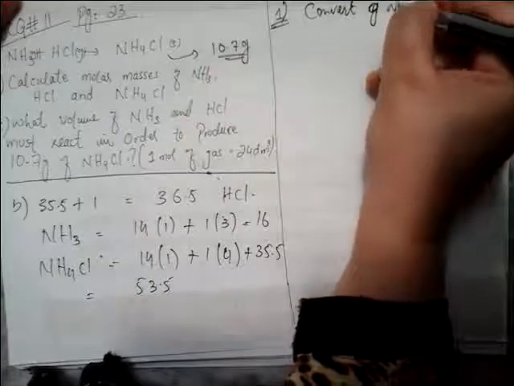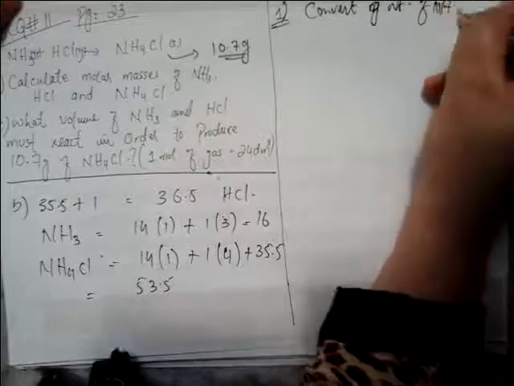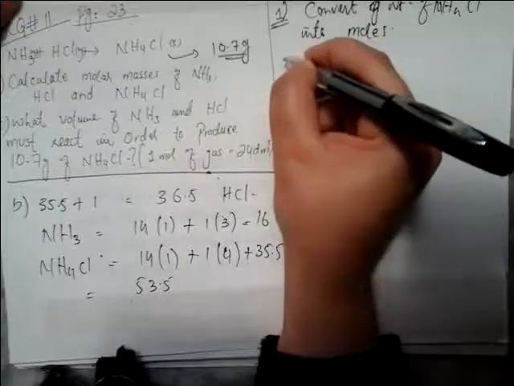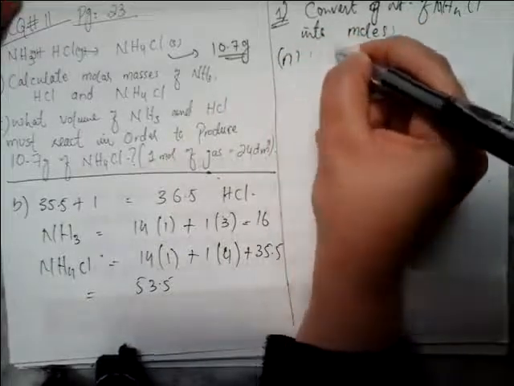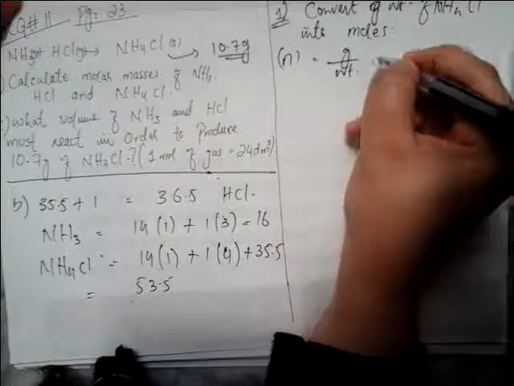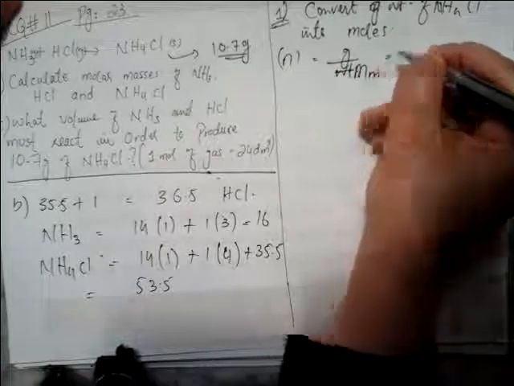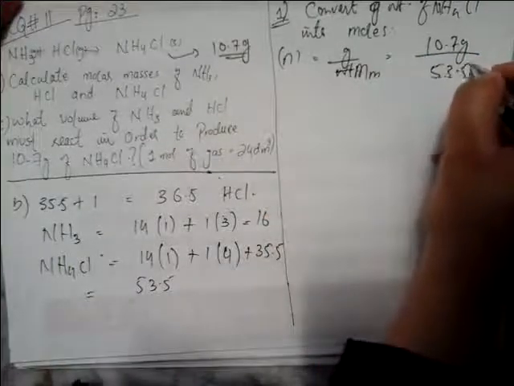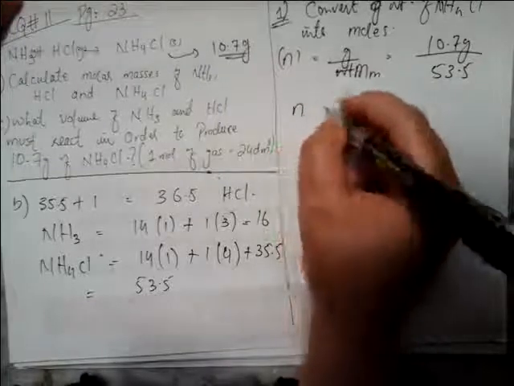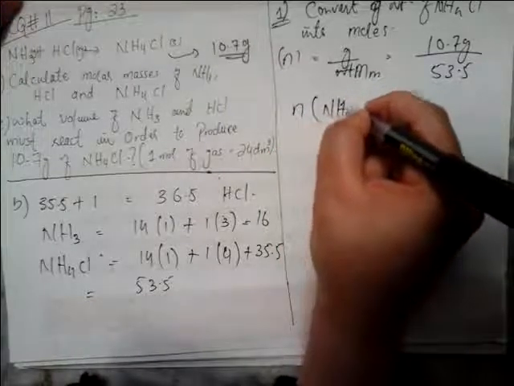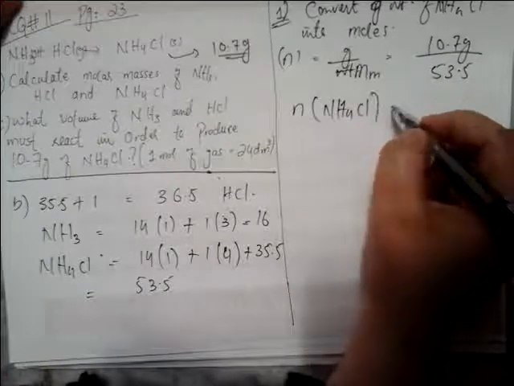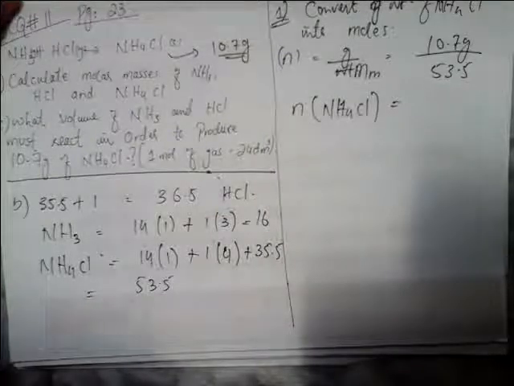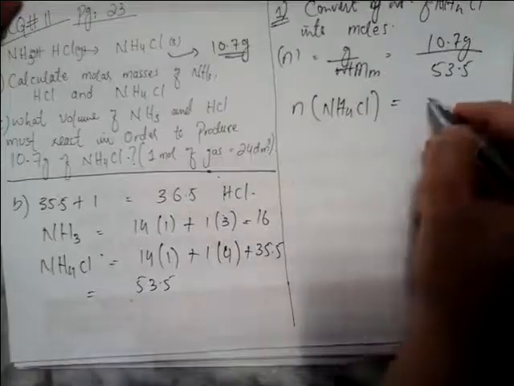Now, in the first step, we will convert gram weight of ammonium chloride into moles. So moles is equal to gram over molar mass. So 10.7 gram over molar mass of ammonium chloride, which is 53.5. Now moles of ammonium chloride comes out to be 10.7 divided by 53.5, 0.2 moles.